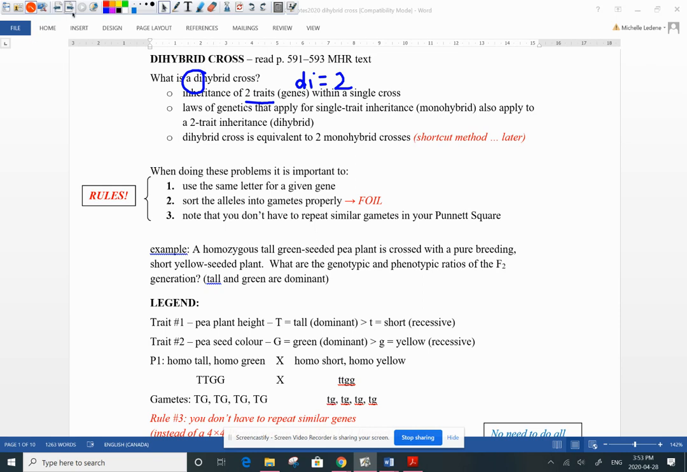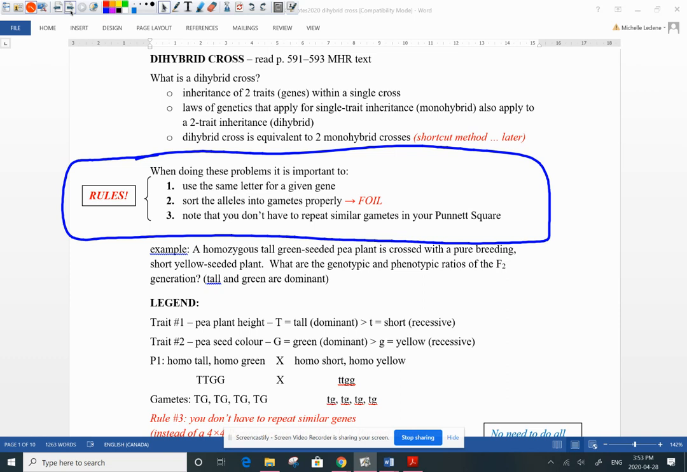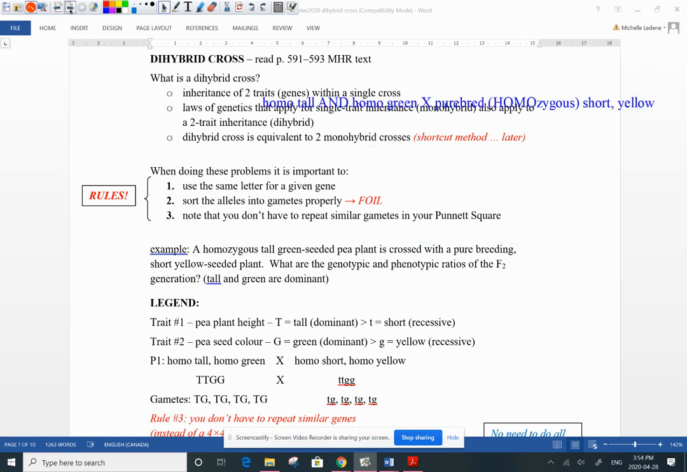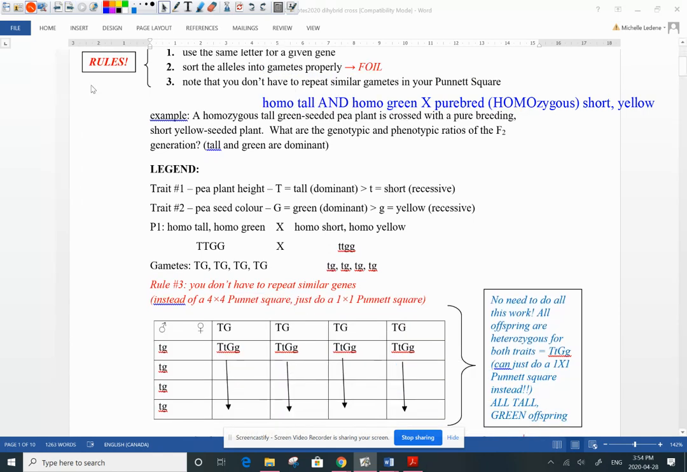Okay, a couple of important things are the rules for doing these questions. Always make sure you're using the same letter for a given gene. You're sorting the alleles into gametes properly. So here, this word from math, FOIL, is going to come into play, and I'll be talking about that. And another note, you don't have to repeat similar gametes when you're doing your Punnett square. Okay, that'll all make sense in just a second here. Right now, we're going to begin with an example problem.